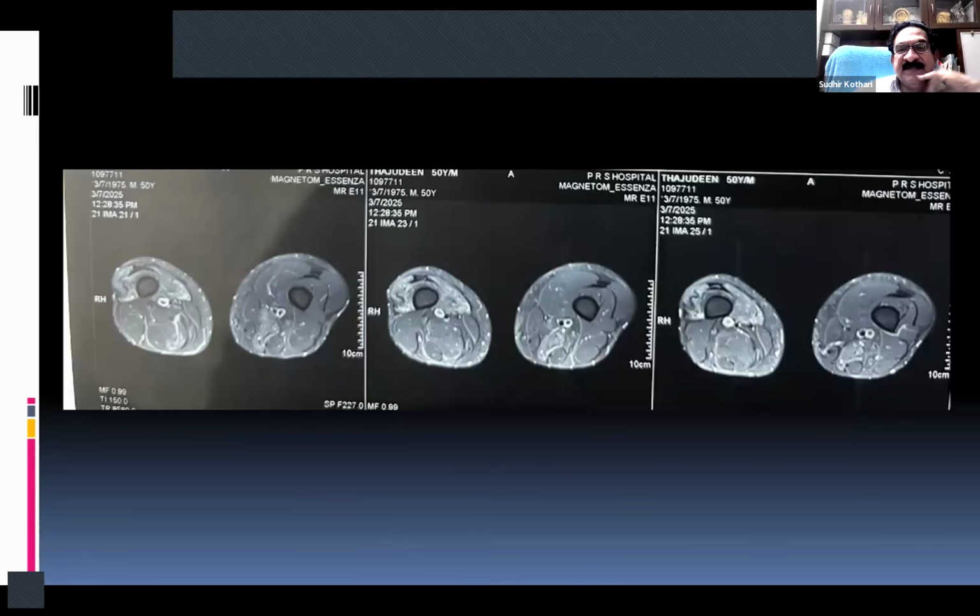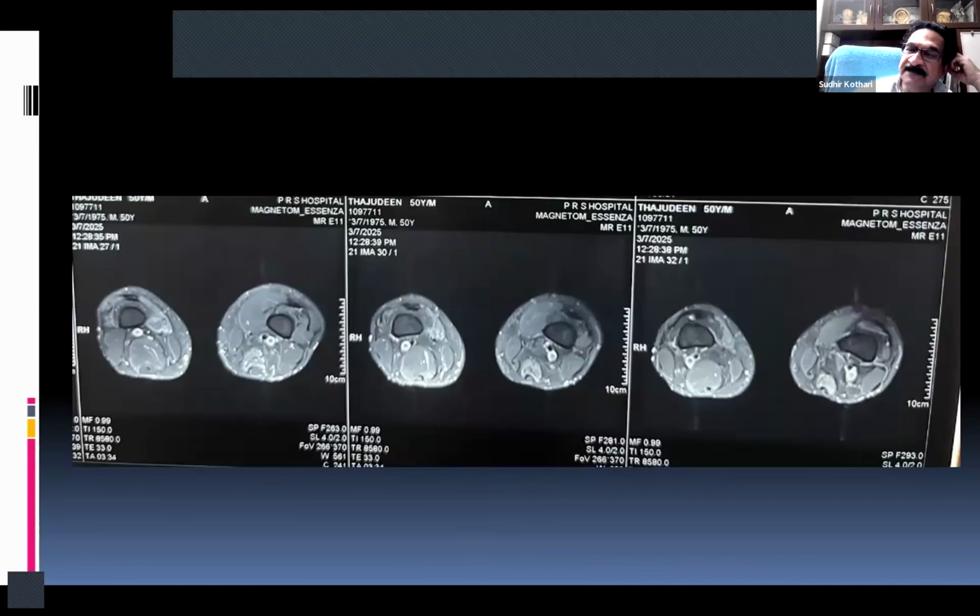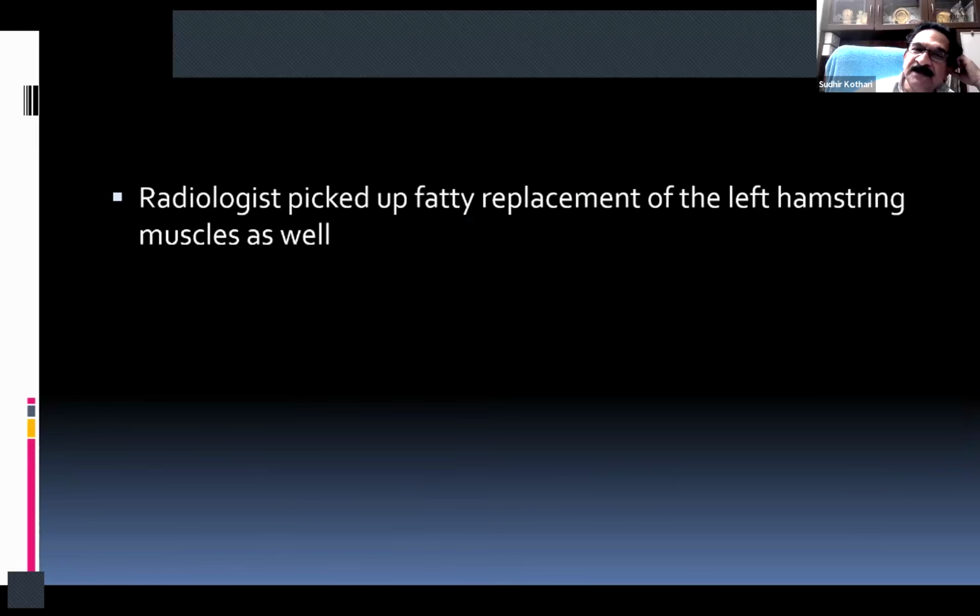Anyway, whether it is incidental, I do not know. But marked involvement was in the quadriceps. Anyway, this he picked up, though it was not asked for. That way I showed this also: fatty replacement in the left hamstring muscle as well. But anyway, that does not solve our problem. We want to know what is causing his right quadriceps weakness.